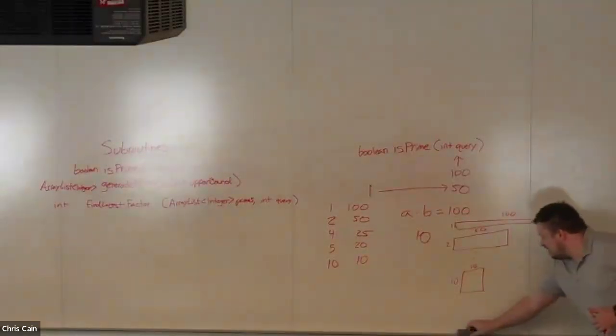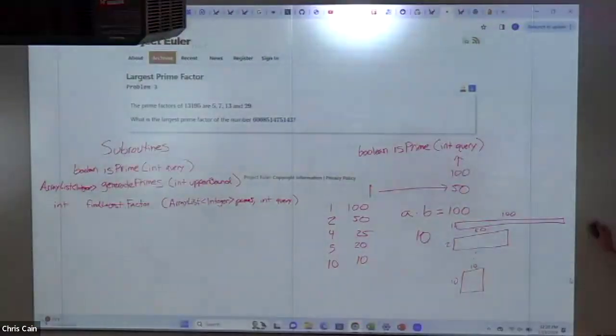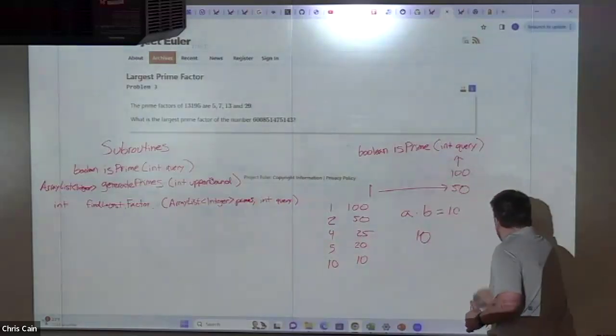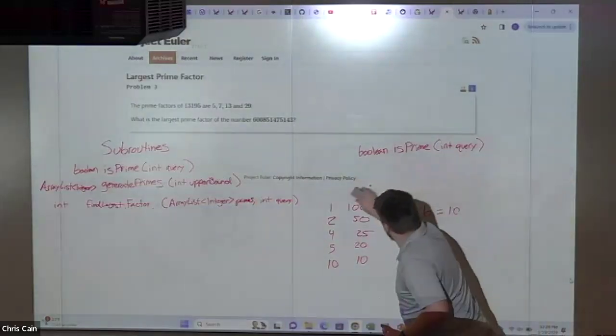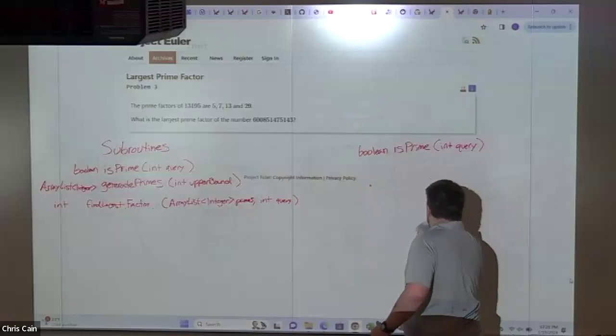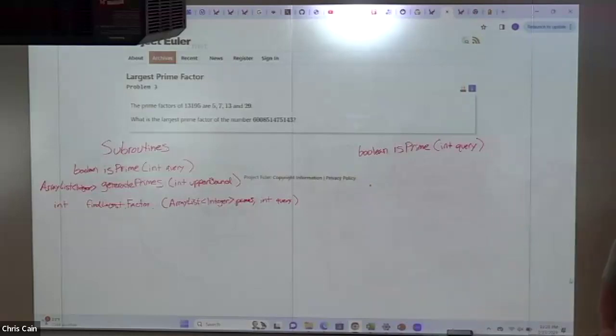All right, that's all I wanted to give you as a hint for how we're going to do this. So if we're designing is prime, we only need to loop up to the square root. If at the square root we haven't found it, then we're done. So what is the logic of is prime?